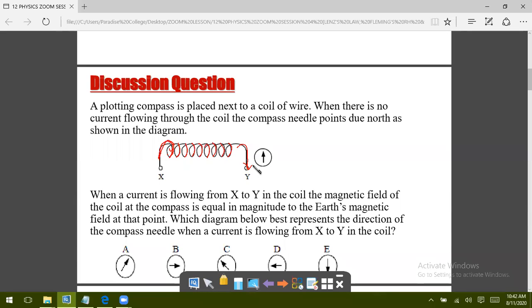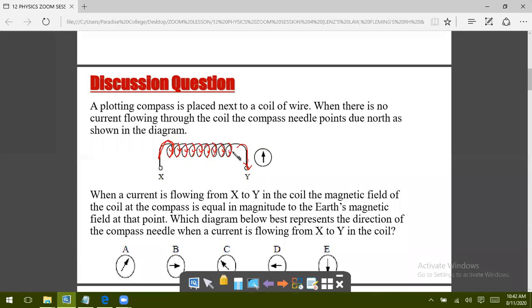I'm going to insert the arrow. Now you tell me, use your right hand grip rule. You've got the arrows indicated on the diagram. Use your right hand grip rule to tell me which side, X, is the north pole or the south pole. South. X is south. X is the south pole, right?